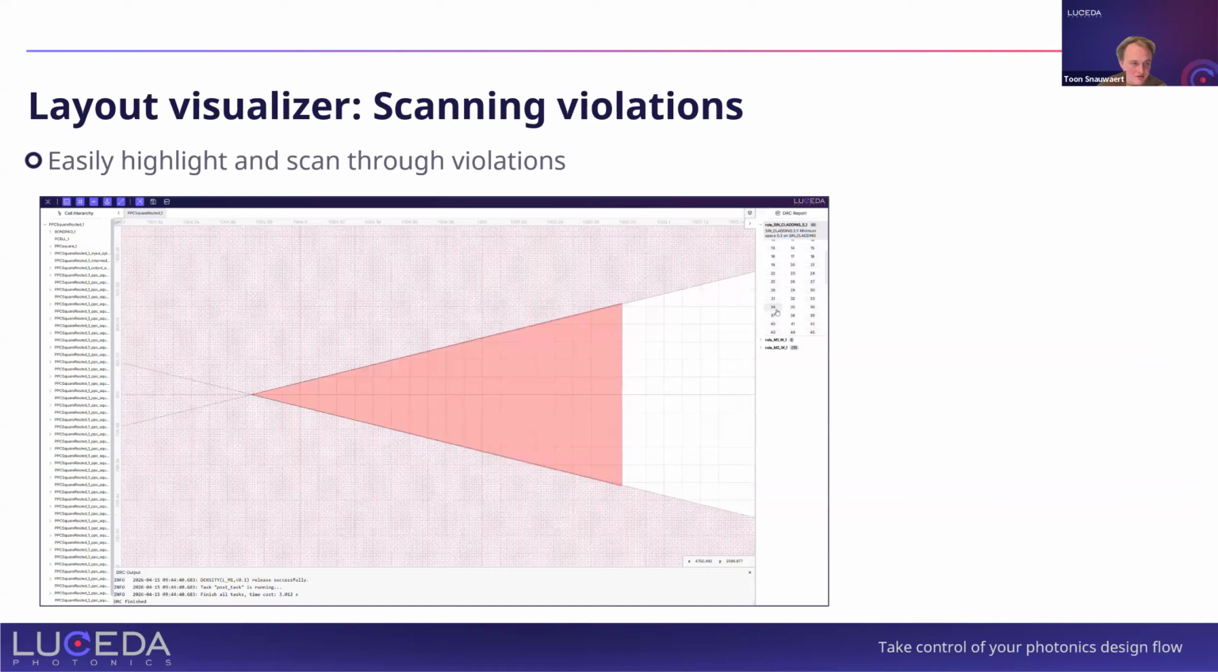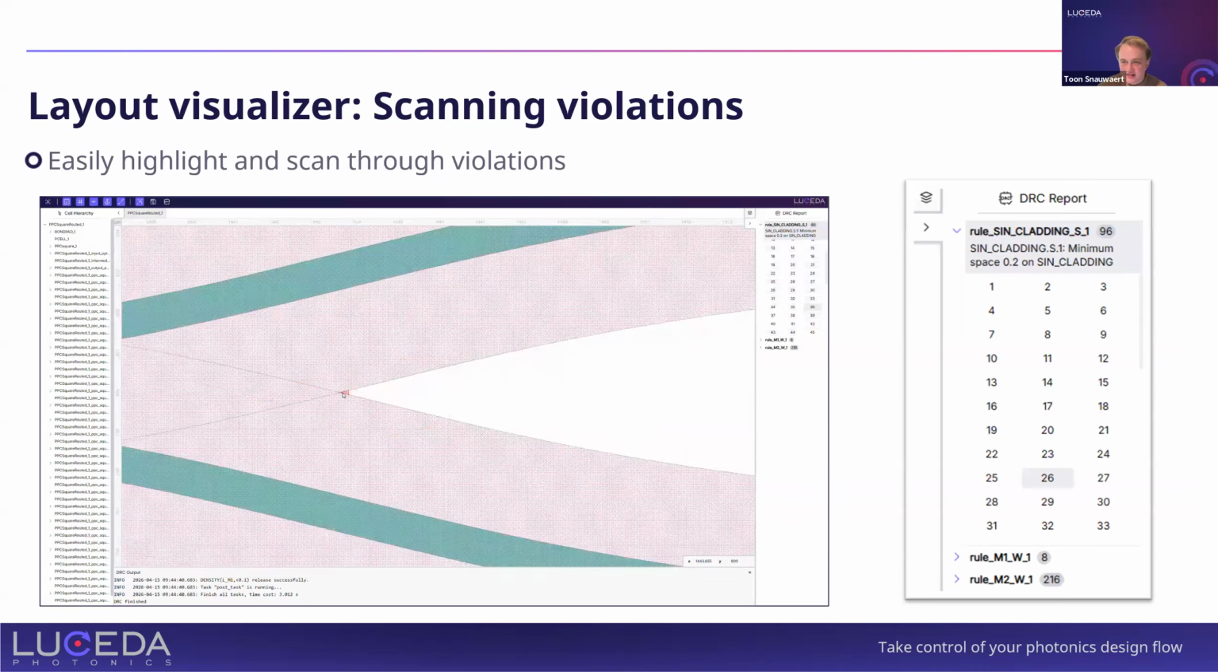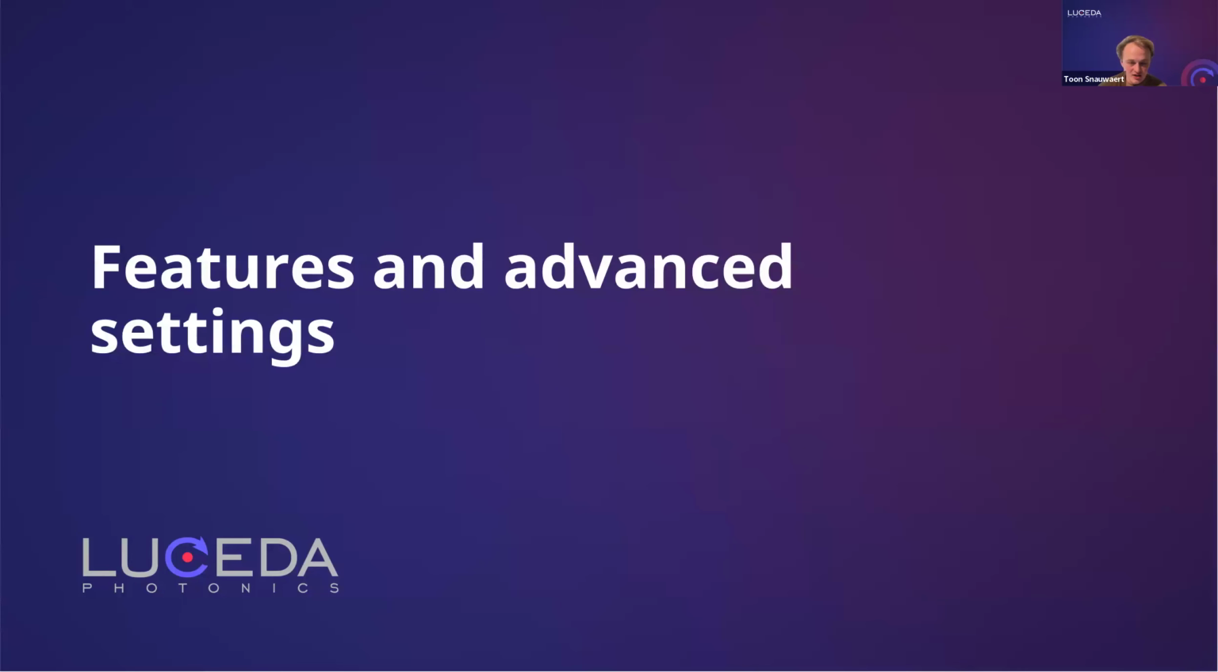After you press Run DRC, your full layout undergoes a DRC check, and you get a DRC report at the right side of the visualizer. Inside this DRC report, you can see all the rules that have been violated. You can see an explanation about the rule, and you can highlight the violations that you want to view, and also you can scan through them easily. That's all there is to running the actual check.